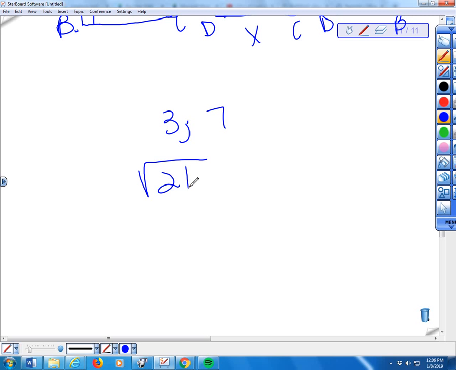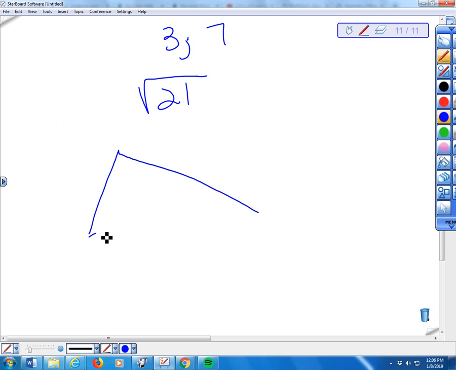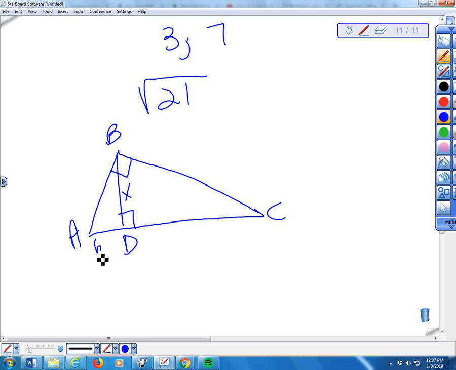If I'm given an inscribed triangle, there are two shortcuts so you don't have to draw those three triangles to figure things out. Let's call this B and this C. One has to do with the altitude. The altitude is the geometric mean of the two parts of the base that it creates. Say that again. The altitude is the geometric mean of the two parts of the base of that big triangle that it creates.